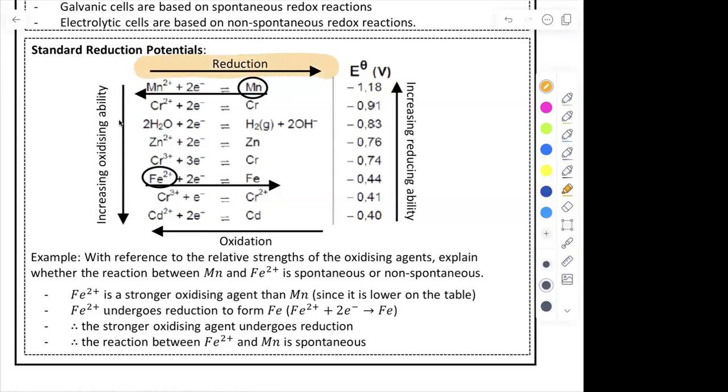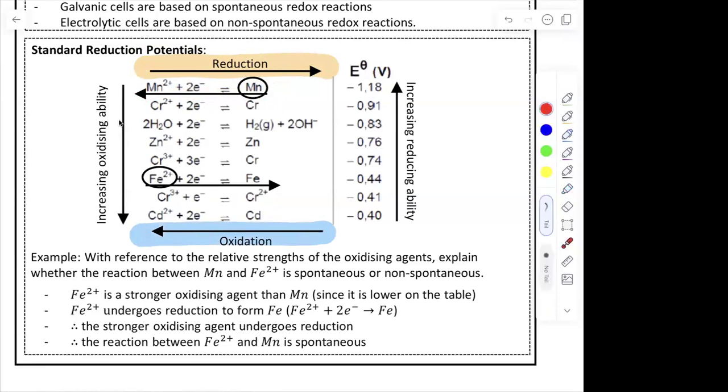So you see there, manganese 2+ plus 2 electrons gives me manganese metal. You can see there, manganese 2+ gained 2 electrons to become manganese metal. That's a reduction half reaction. Remember, these are half reactions. But if I read it from right to left, then I'm looking at oxidation, right? From right to left, I'm looking at oxidation.